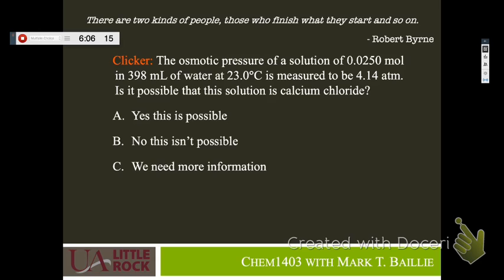Today is our last day we're going to be spending on colligative properties. So we're going to be working pretty hard through some challenging problems. I'll try to keep time in mind because I do want to get through a number of problems and some topics at the end.